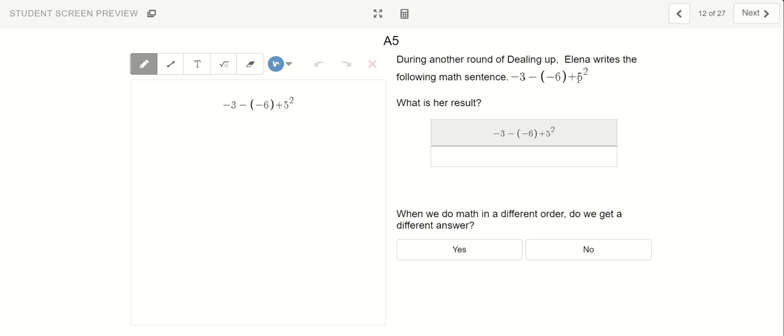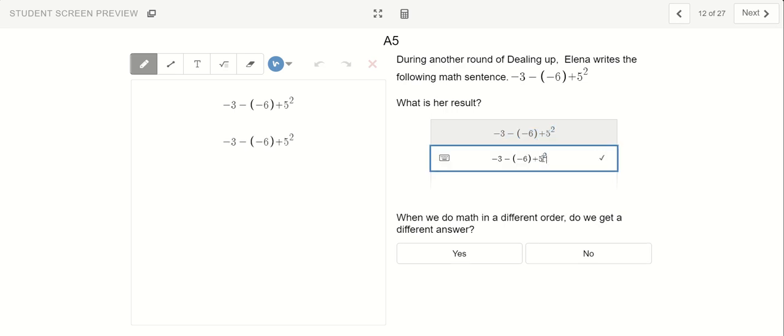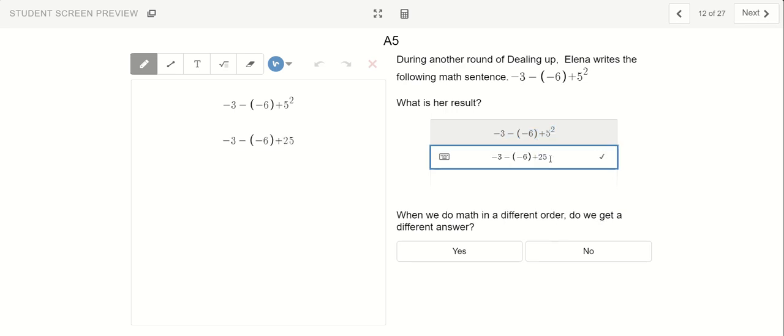So first we're going to try doing the exponent. So remember, we just reviewed the exponent. 5 to the tiny 2 means 5 times itself, 5 times 5. So this becomes 5 times 5 is 25. Next, we're going to do the subtraction. So remember that minus minus turns into a plus. So this is negative 3 plus 6.